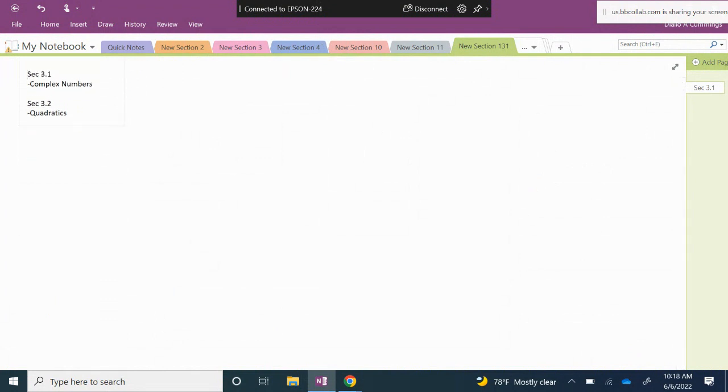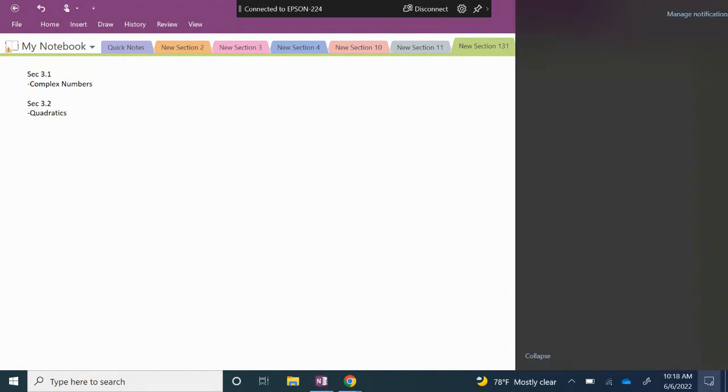All right, so we're going to look at the next couple of sections in chapter 3. Section 3.1 is complex numbers, and section 3.2 is quadratics. And I'm also going to pull up the calculator too.